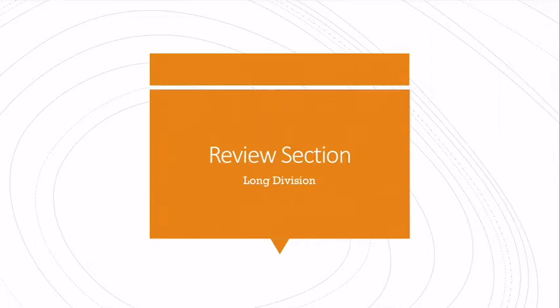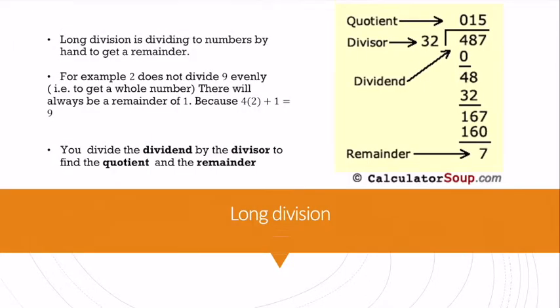All right, so this is everybody's favorite review section because there's nothing better than long division. So long division is dividing two numbers by hand in order to get a remainder. So for example, 2 doesn't evenly divide 9, right? We won't get a whole number. That's because we're always going to have a remainder of 1, because 2 goes evenly into 9 4 times, but with 1 left over. Okay?